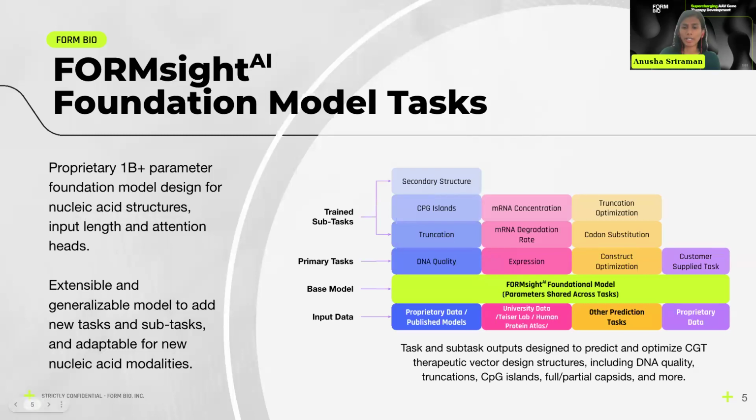Our foundational model is a large language model that has been pre-trained on nucleotide sequences, including from the NCBI, Human Protein Atlas, patented and other published viral vector sequences, and a proprietary dataset. Upon this extensible base model, we have primary tasks and subtasks that produce the outputs for our vector design predictions and optimization.